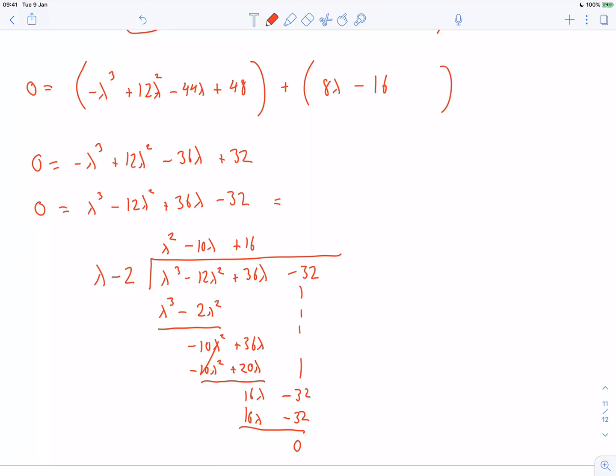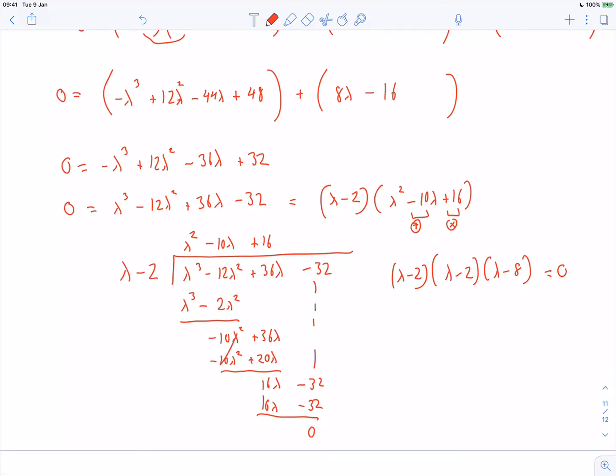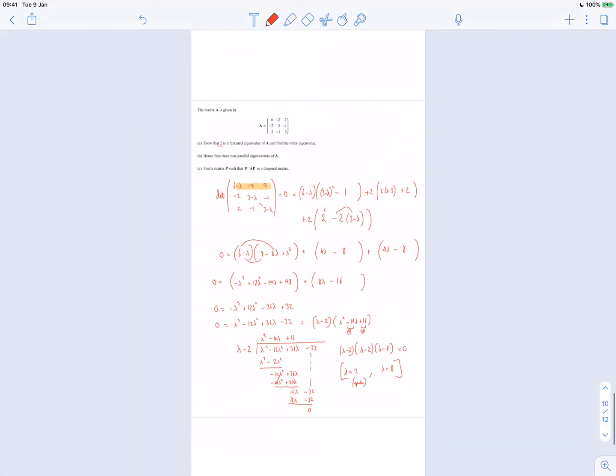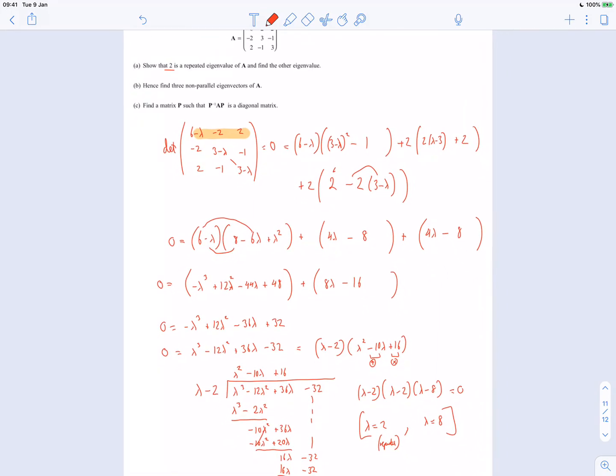So actually this thing can be written as lambda minus 2 times lambda squared minus 10 lambda plus 16. And then this quadratic is quite easy to sort out because it is actually lambda minus 2 times lambda minus 8. What two numbers add to minus 10 and multiply to positive 16? That's clearly minus 2 and minus 8. So we actually have lambda equals 2 as an eigenvalue, repeated, and we have lambda equals 8 as an eigenvalue. What did the question want? Show that 2 is a repeated eigenvalue and find the other one. Tick, boom, lambda is 2, lambda is 8, that's done.